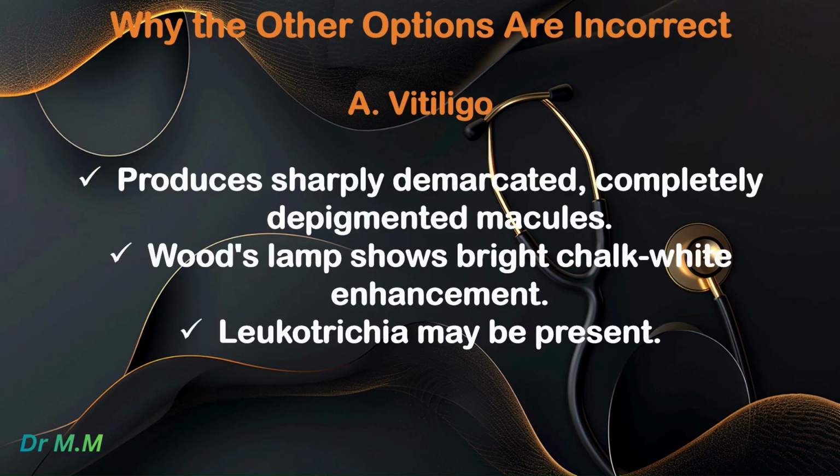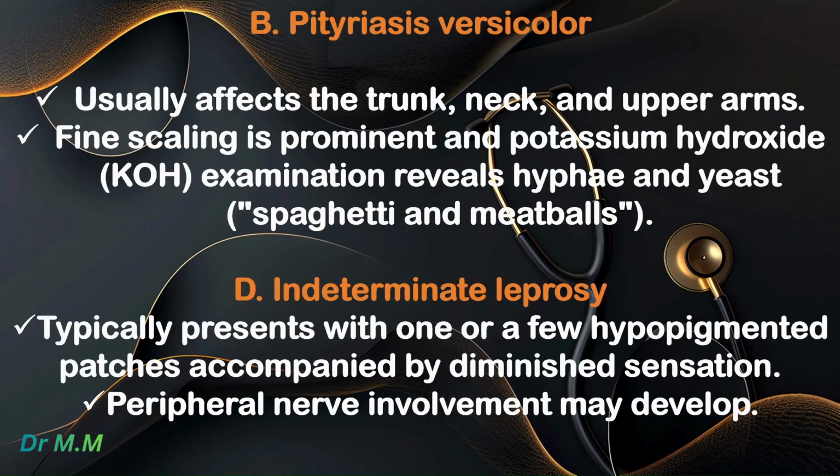Why the other options are incorrect. A. Vitiligo. Produces sharply demarcated, completely depigmented macules. Wood's lamp shows bright chalk white enhancement. Leukotrichia may be present. B. Pityriasis versicolor. Usually affects the trunk, neck, and upper arms. Fine scaling is prominent and potassium hydroxide examination reveals hyphae and yeast, spaghetti and meatballs.